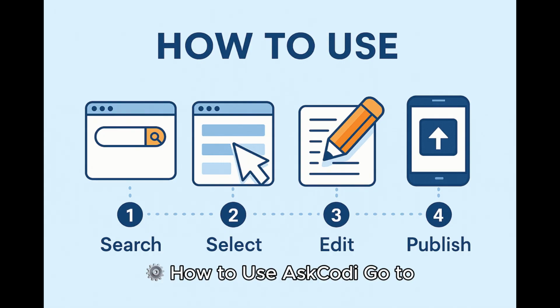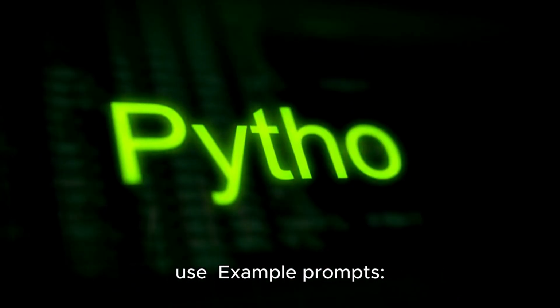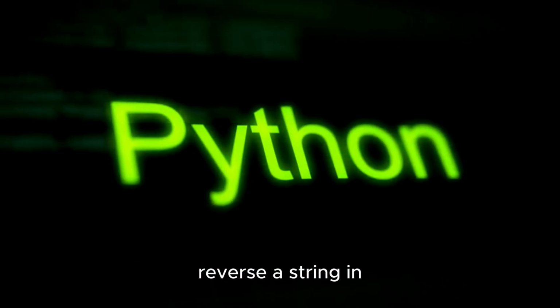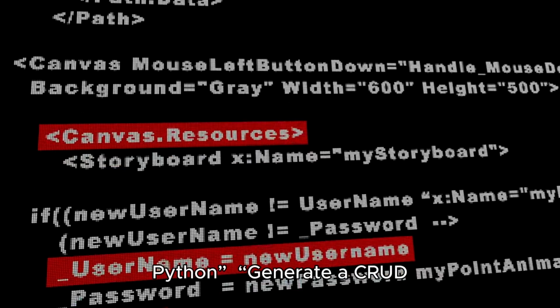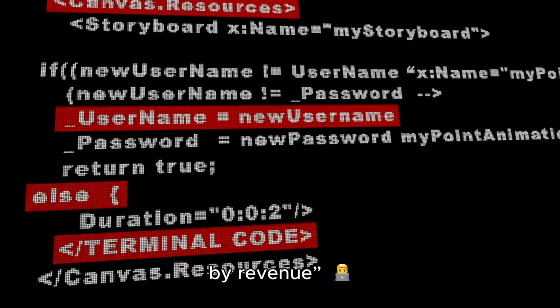How to use AskCodi? Go to AskCodi.com, pick a tool: code generation, SQL, test cases, etc. Enter your request in plain English. The result: clean code in seconds. No login needed for basic use. Example prompts: write a function to reverse a string in Python, generate a CRUD API in Node.js, write SQL to get top 5 products by revenue.